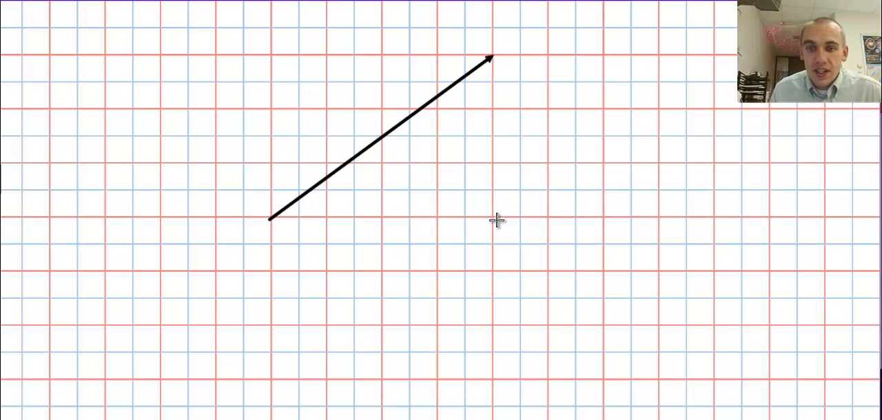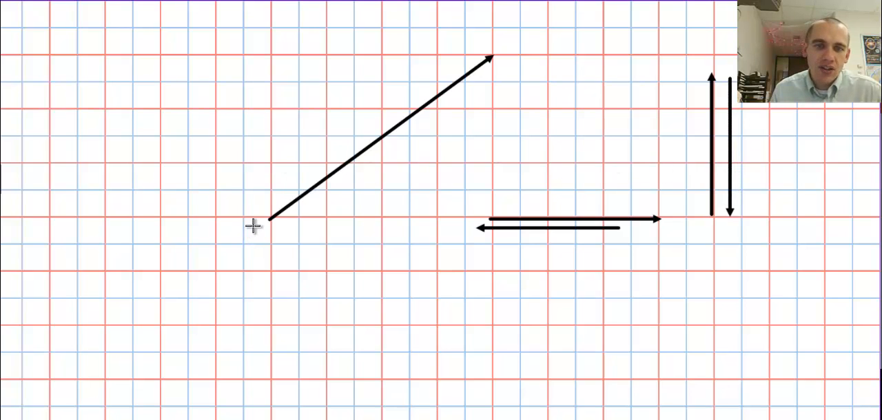Now, we're used to dealing with vectors that go to the right or to the left. We can deal with that. We're used to vectors that go up or down. We can deal with those. But how do I deal with this vector that actually goes up and right? Okay? Well, it's easy, but I'm not going to leave it in this form. I actually want to resolve it into the parts that make it up.